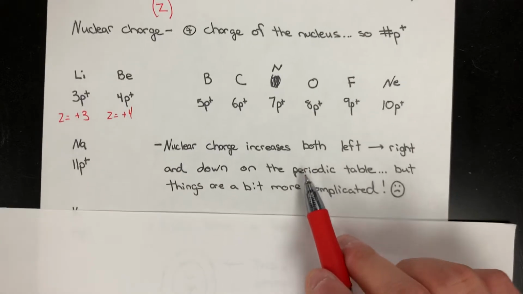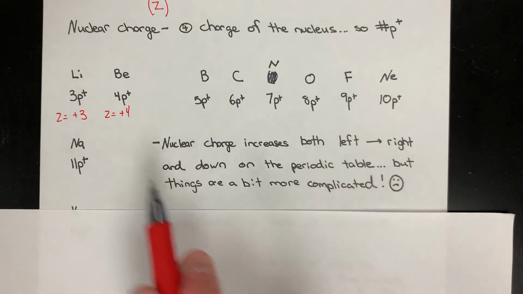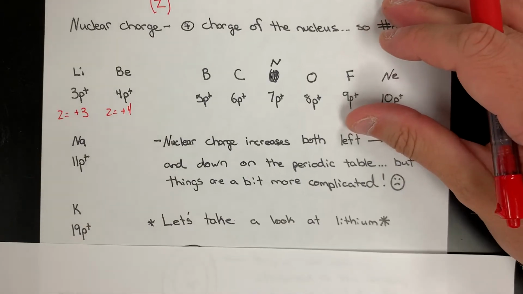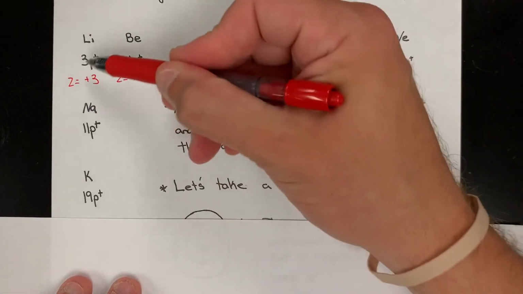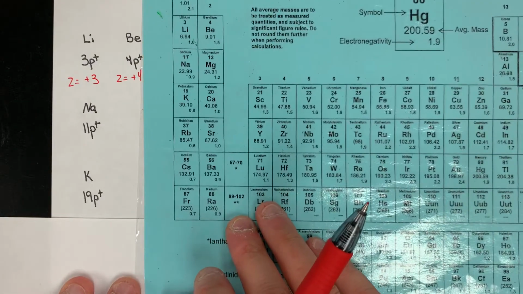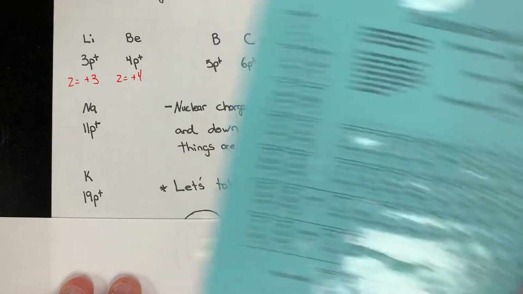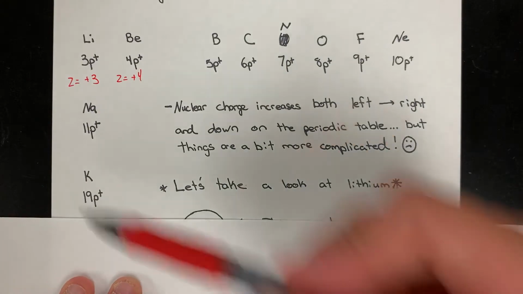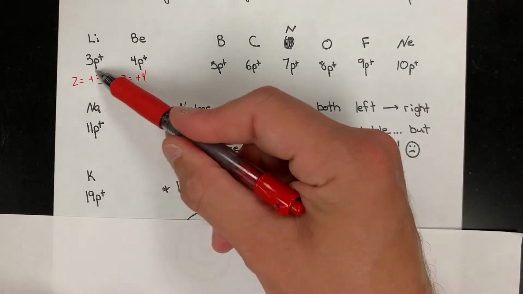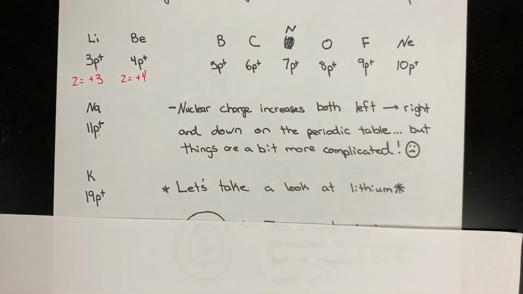Again, as we move left to right on the periodic table, we're finding that nuclear charge is obviously increasing, okay? And as we move down the periodic table, so what I've tried to illustrate here is as we move down, say from lithium to sodium to potassium, if we happen to have a periodic table handy, obviously that nuclear charge is increasing as well. We go from +3 to +11 to +19.